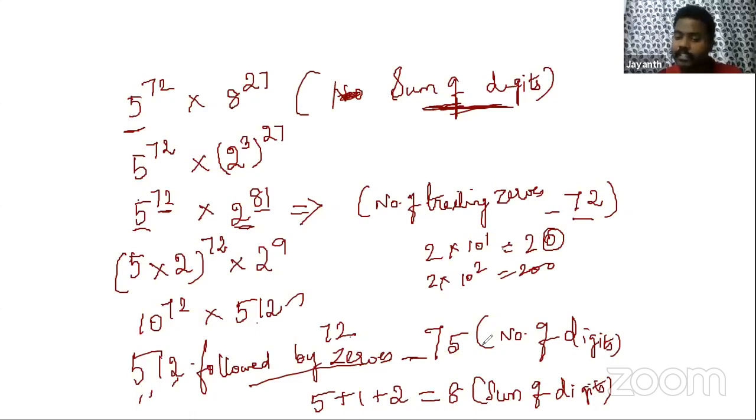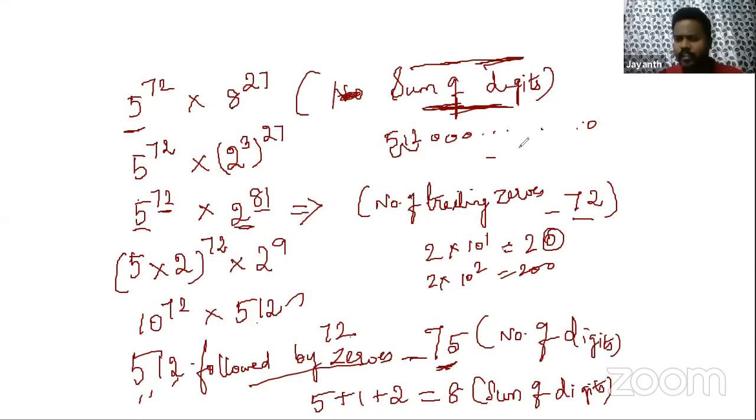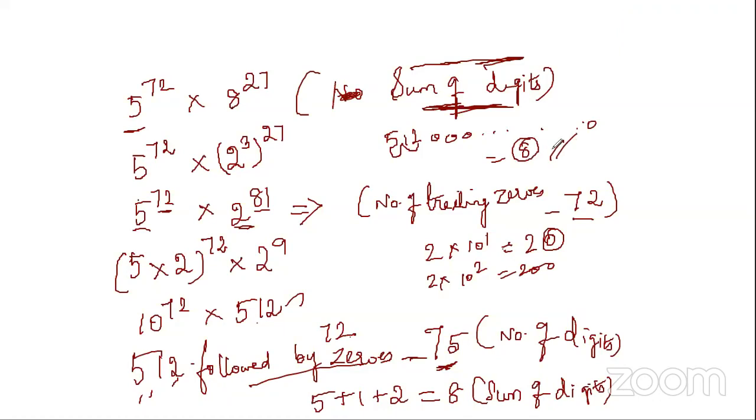So the number of digits is 72 zeros plus 3 digits, right? So the total number of digits present in the product is 75. But what is the question asked here? The sum of the digits. We have 5, 1 and 2 followed by 0, 0, 0, likewise 72 zeros. These are all zeros. Sum of the digits means 5 plus 1, 6, 6 plus 2, 8. The remaining are all zeros, so the sum of the digits present in the product is 8. Is that clear? Yes, sir.